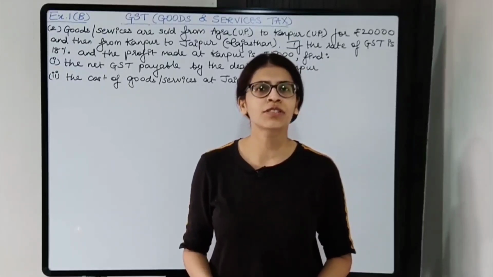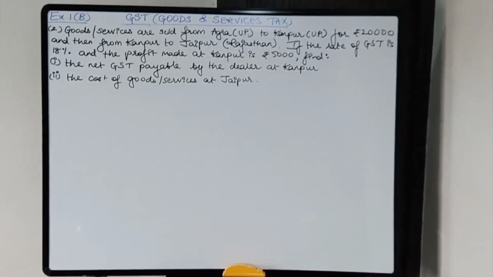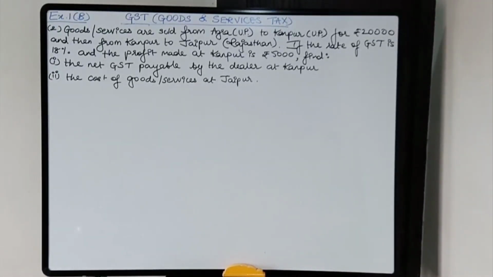Coming to the next question, question number 2. Goods and services are sold from Agra, UP to Kanpur, UP for rupees 20,000, and then from Kanpur to Jaipur in Rajasthan. If the rate of GST is 18% and the profit made at Kanpur is rupees 5,000, find first part, the net GST payable by the dealer at Kanpur, second part, the cost of goods and services at Jaipur.